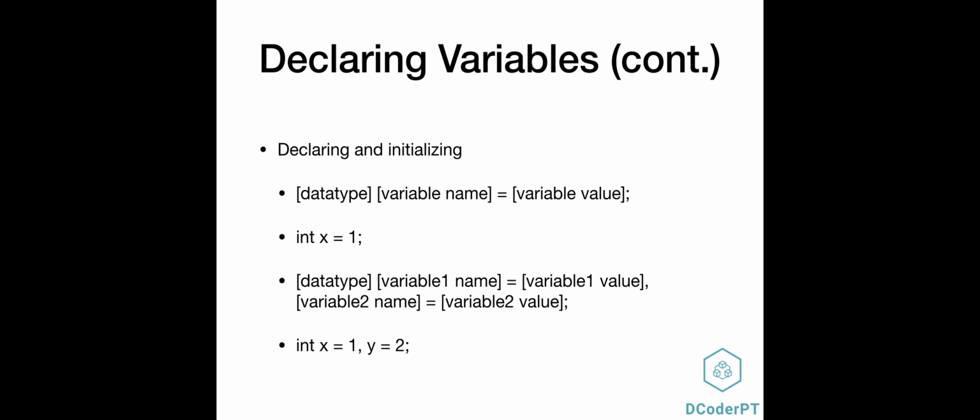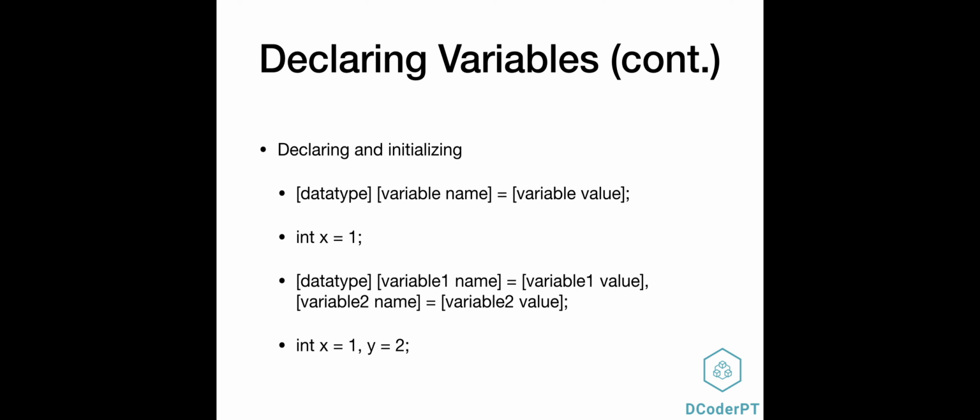If we want to do this, it's very simple. We declare the variable like we were doing before, so the data type, a space and the variable name, and then we put an equal sign and the variable value, the value that we want to assign to the variable. On the next bullet point, we have int x equals 1. In this case, whenever I reference x, it will have the value 1.